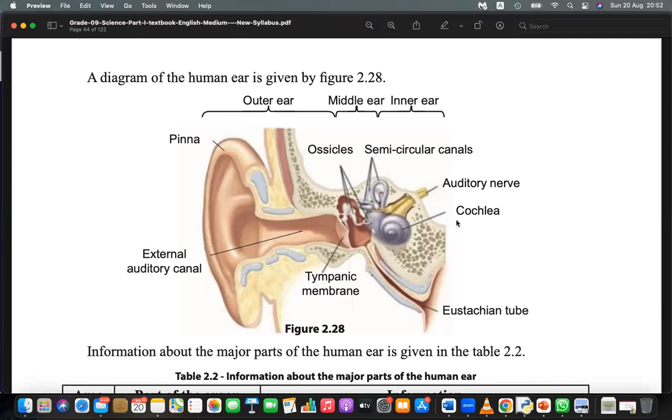And then, similar to the nerve in the eye, there is a nerve connected to the ear also, that is called the auditory nerve. And then the cochlea, which in Sinhala we call karna shankaya.